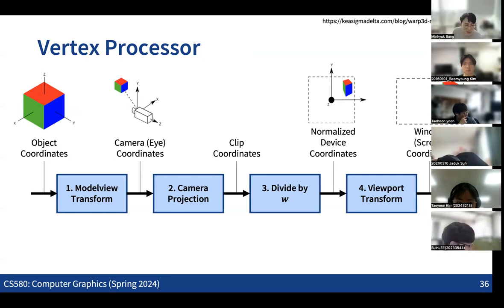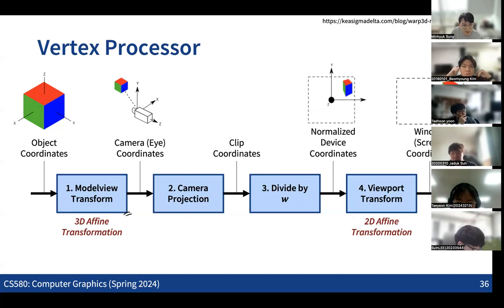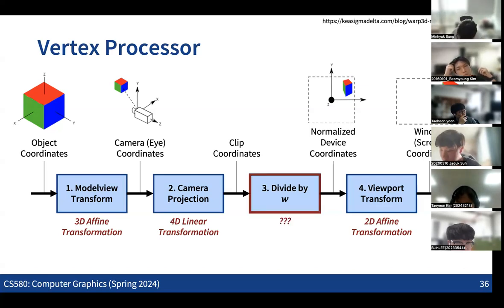What we can simply see is that the model transformation was a 3D affine transformation. The last step can also be seen as part of a 2D affine transformation, where we apply a 2D non-uniform scaling. And the camera projection was a 4D linear transformation, just multiplying by a 4x4 matrix, and it becomes a projective transformation when you divide by W. So this is the only step that is making a non-affine transformation. We're going to get into this.